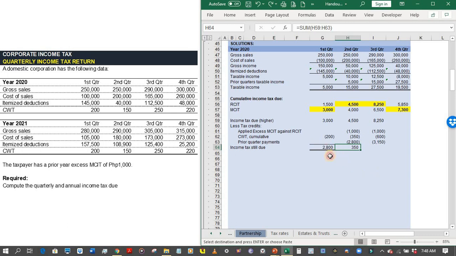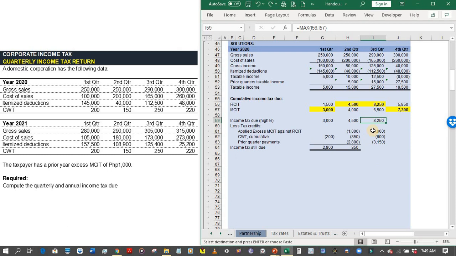Again, why do we deduct the 2,800 and 350? Because the 8,250 covers the income tax due for the first, second, and third quarter. And since the first and second quarter income tax due is part of the 8,250, and we already paid income tax of 2,800 for the first quarter and 350 for the second quarter, that is why we need to deduct the total of 3,150 from 8,250.